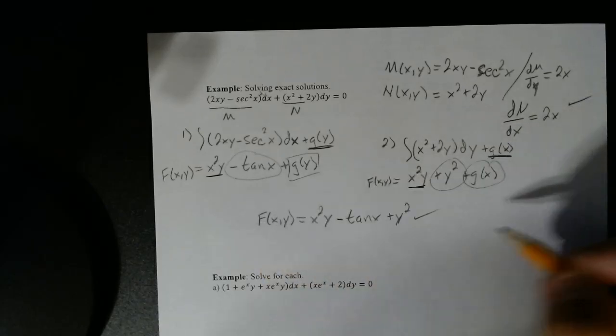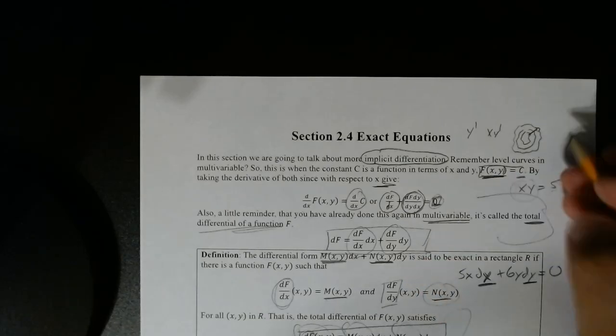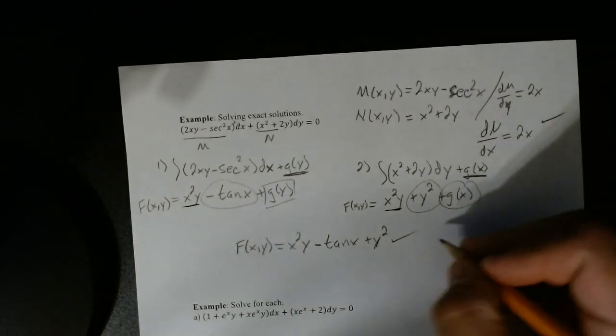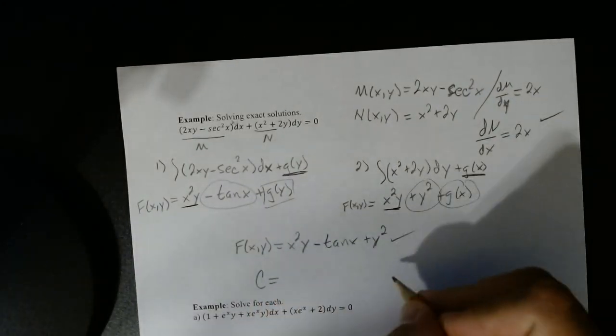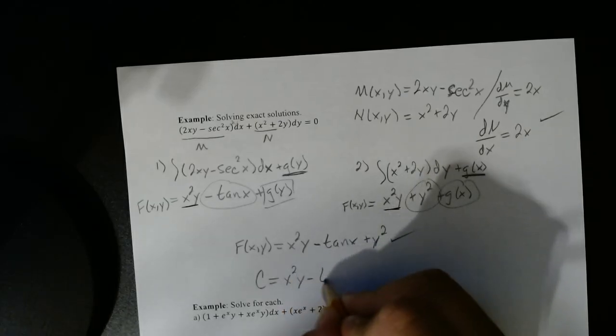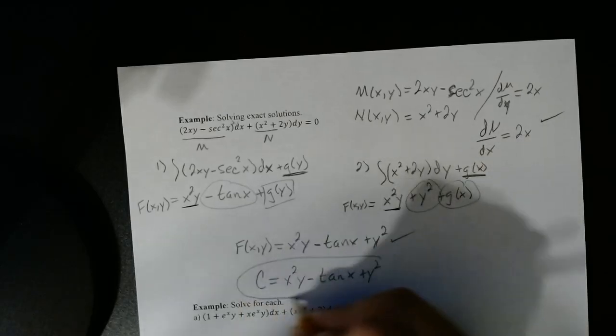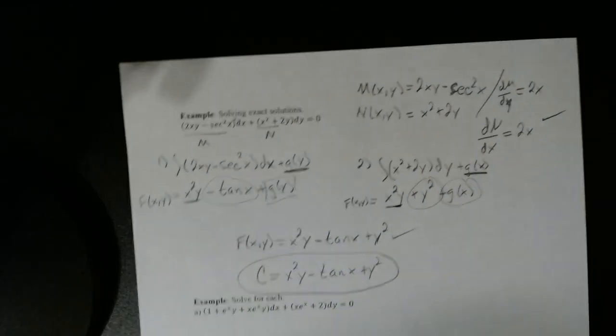Now remember, we want to find a solution to this. We just found the f function. And originally, it was always looking like this, with equal some constant. So the final solution or final answer we want to go by is equal to, just make it c or some constant, equal to all of this. So this is our solution.